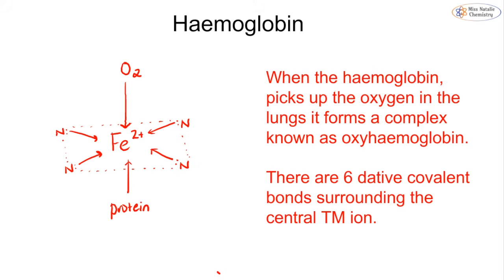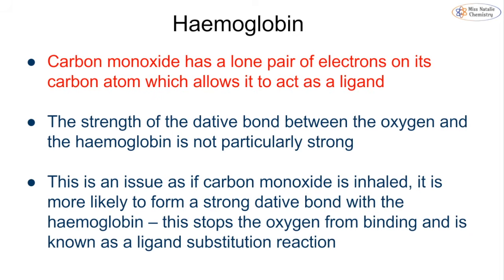And when it forms this complex, this is known as oxyhemoglobin. And we get 6 dative bonds surrounding the transition metal ion. And this is what acts as a carrier. So this oxygen can attach and it can be removed. So we get this sort of reversible type reaction that we can have here.